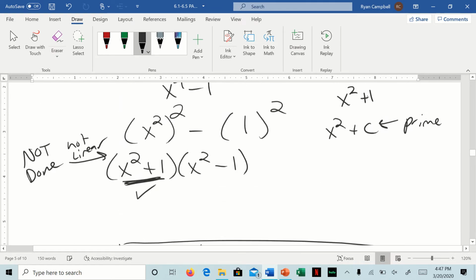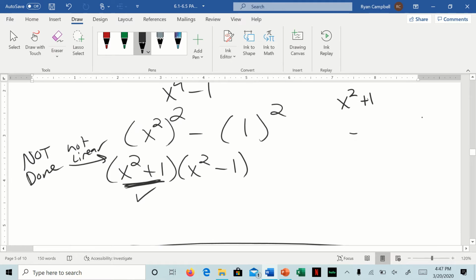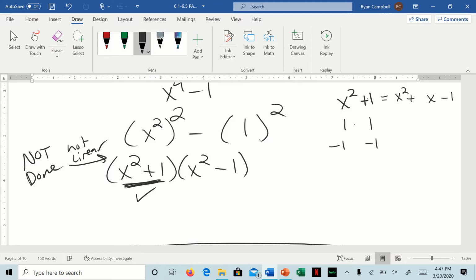We checked it, right? If you just want to double check, we can say what two numbers multiply to get you 1. It's 1 and 1, and -1 and -1. And what do they have to add to get? What's the number in front of the x? It's 0, so we need to get 0. If you have the two 1s, you get 2. If you have the two negative 1s, you get -2. Neither one of these is 0, right? So we see it's prime.